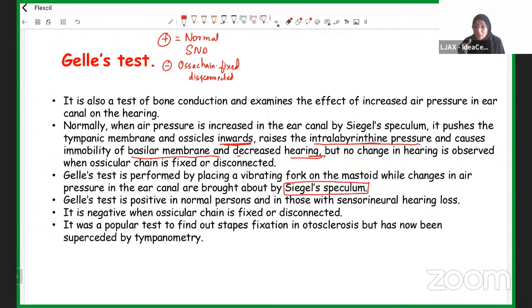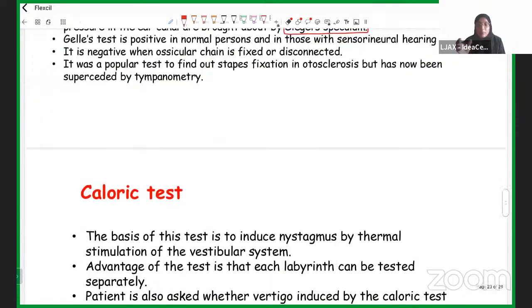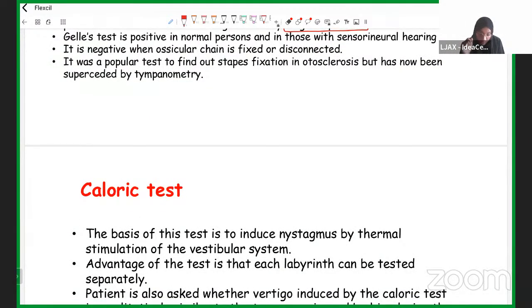But if the patient has a fixed ossicular chain, or it is disconnected, then the patient will not feel the effect. So normally it is positive when the patient has sensorineural deafness, or when the ear is normal. But it becomes negative when the ossicular chain is either fixed or disconnected. It was a very popular test to find fixation of the stapes in cases of otosclerosis, but now it's done by tympanometry. Now, coming to the caloric test, you have to hear this very carefully.